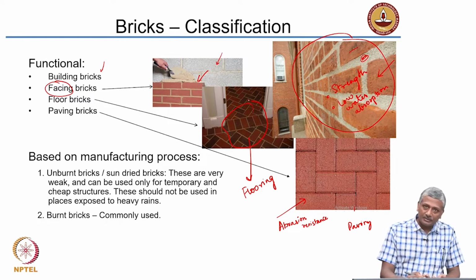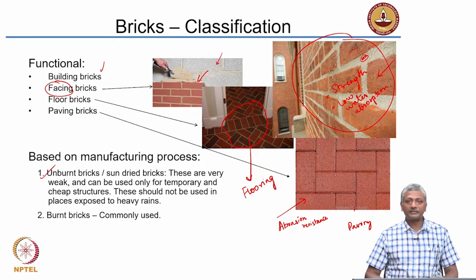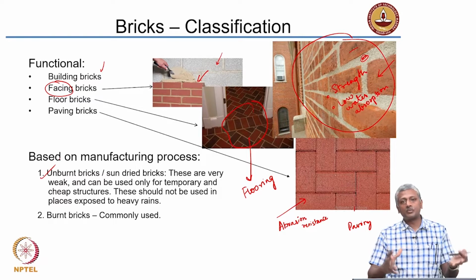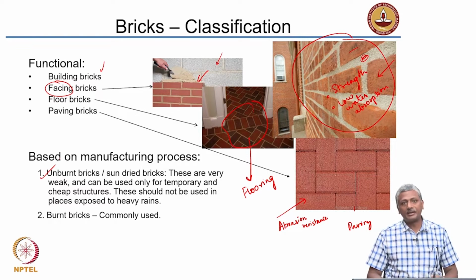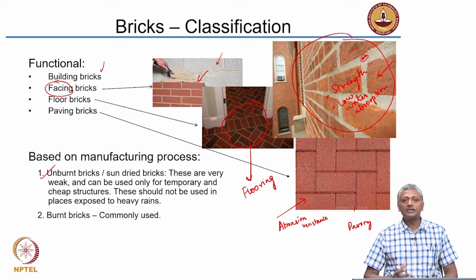Now, some bricks, especially when you go to rural areas where you do not have very good burning facilities, those may be unburnt bricks. So, simply the brick is molded, textured and simply dried. Now, obviously this sort of a brick will have a problem with respect to low strength, it will be quite weak. Okay. Secondly, such bricks will also not be highly resistant to moisture.